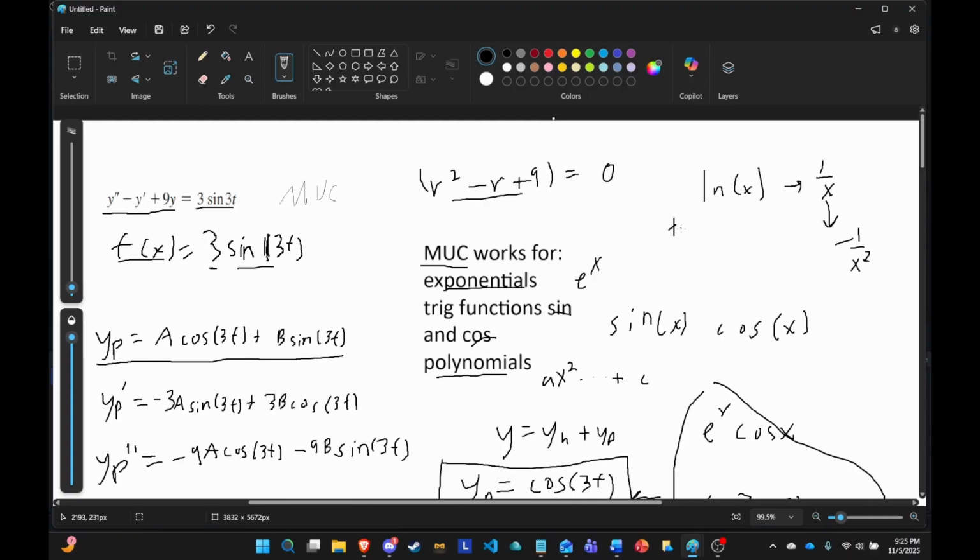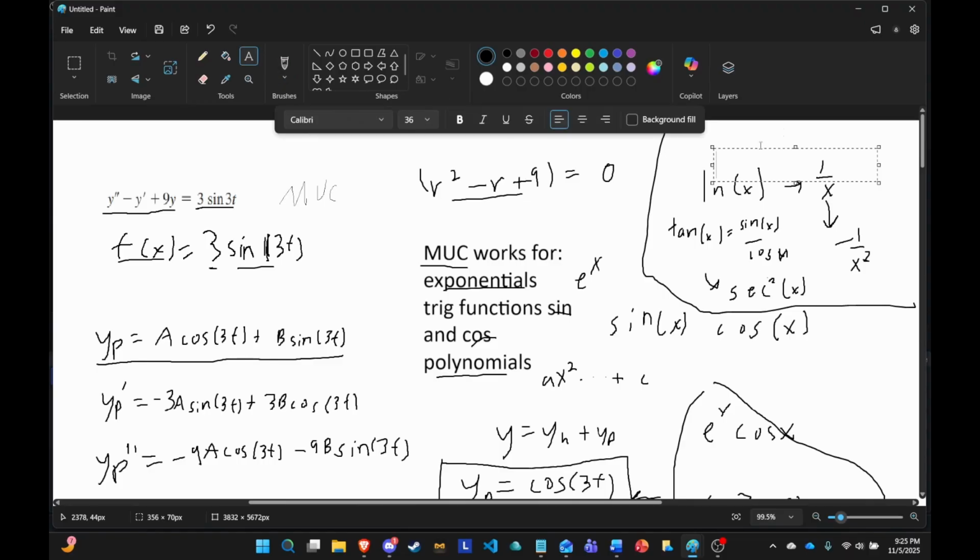Same thing with tangent of x. This, in other words, sine of x over cosine of x. You might remember that the derivative of this is secant squared of x, which is really difficult already, and this does not allow us to solve a system very easily. So what method are we left with? Let me say that these don't work. Don't work, MUC.